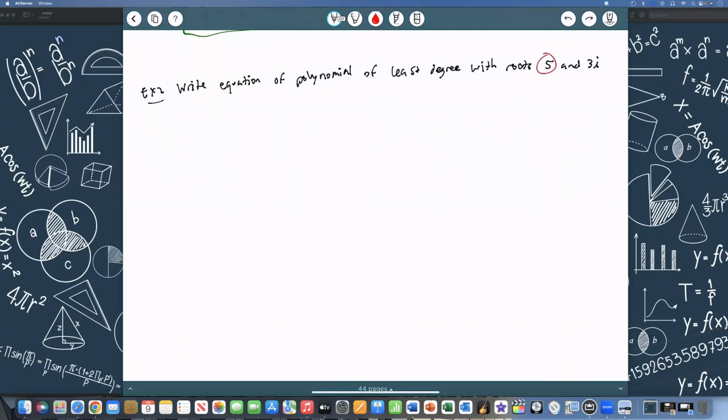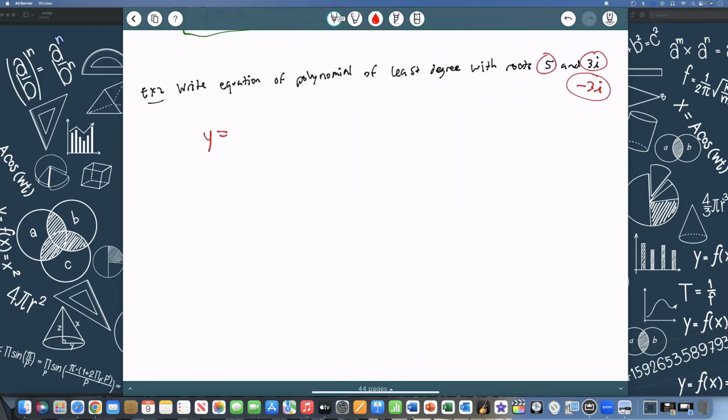Okay, so I have 5. So if I have 0 plus 3i, that means complex conjugate tells me 0 minus 3i would also need to be a root. Okay, so if a plus bi is a root, a minus bi is automatically a root. Okay, so basically get rid of the zeros. So we have, once again, 3 roots, so we should have a cubic.